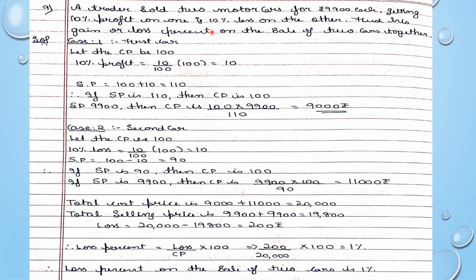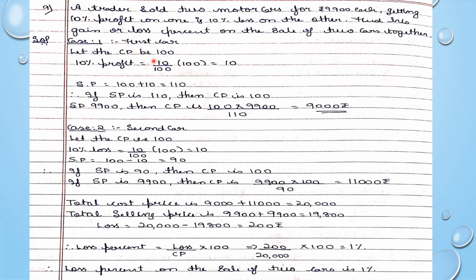Next problem. A trader sold 2 motor cars for rupees 9900 each, getting 10% profit on one and 10% loss on the other. Find his gain or loss percentage on the sale of 2 cars together. So here you have 2 cases. One is case 1 and one more is case 2. So when you have 2 cases, for the first car, what should the cost price be? So here, as they have not given anything, you take the cost price as 100.